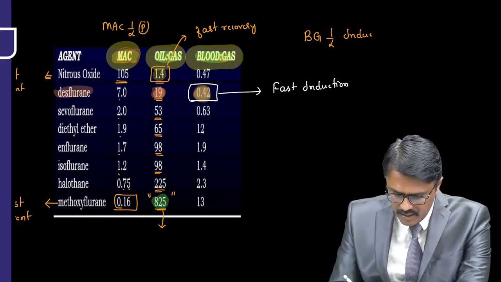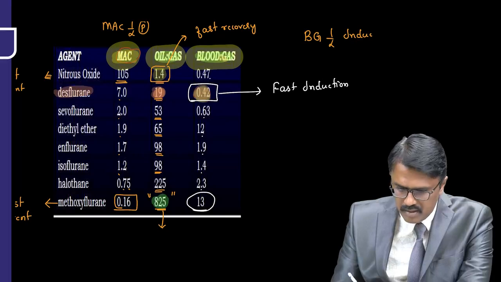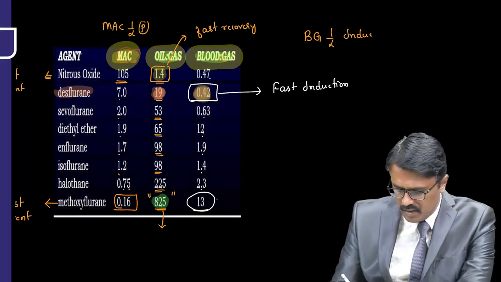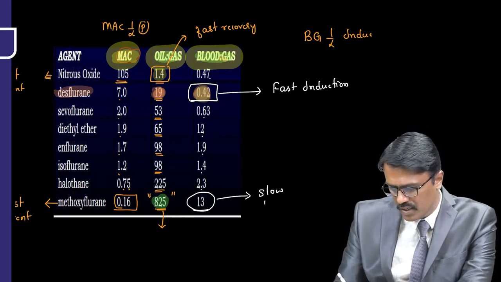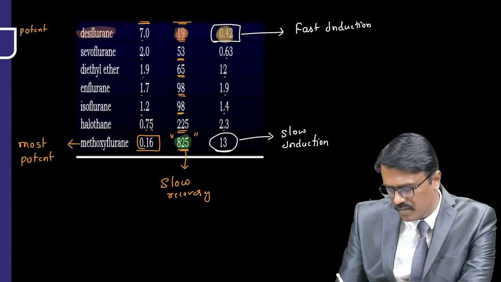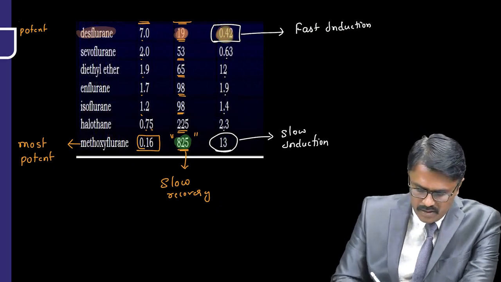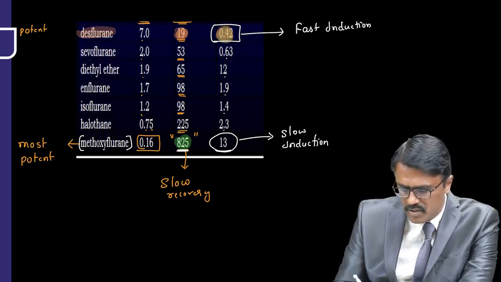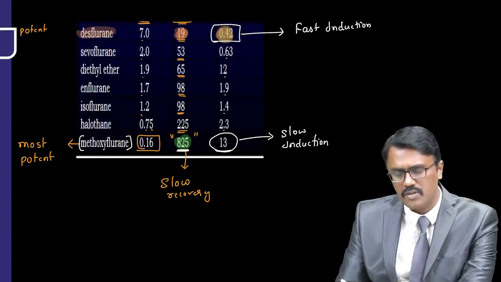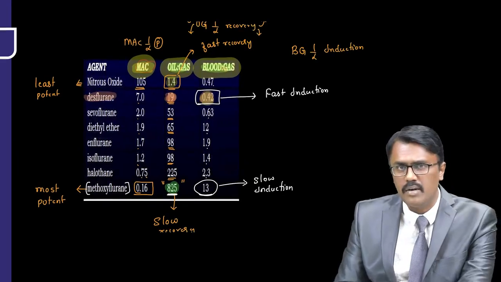Now tell me which one has the highest value here. 0.47, 0.63, 12, 1.9, 1.4, 2.3, and the highest will be 13. Now this will take time to induce. It will have slow induction. It takes so much time for induction, that is methoxyflurane. Now why is methoxyflurane not used nowadays? Because it is highly nephrotoxic, and because it binds to the tissues for a very long period, it can cause toxicity. So that is the meaning of the values MAC, oil gas, and blood gas coefficient.